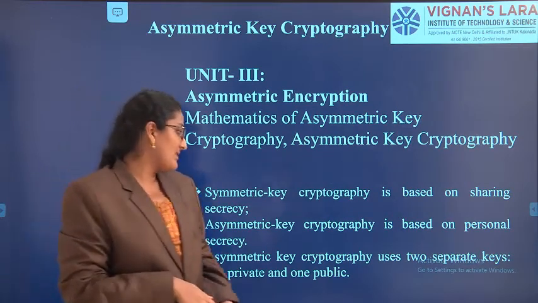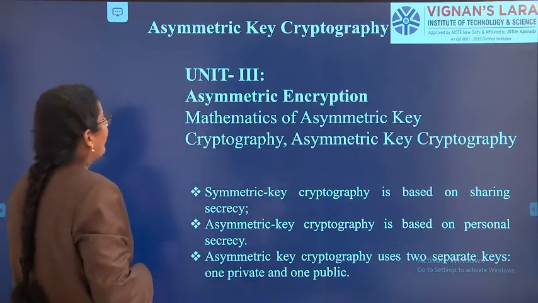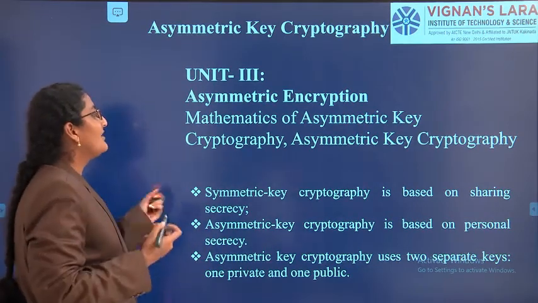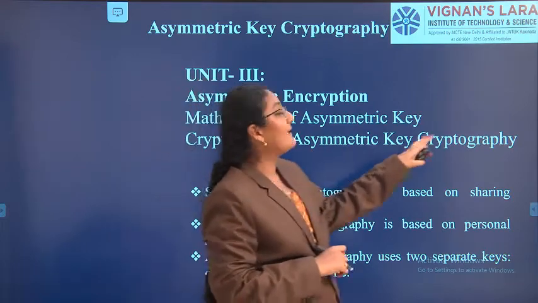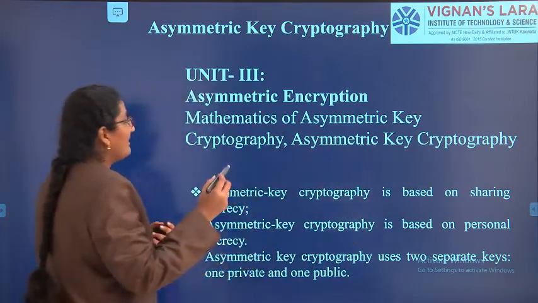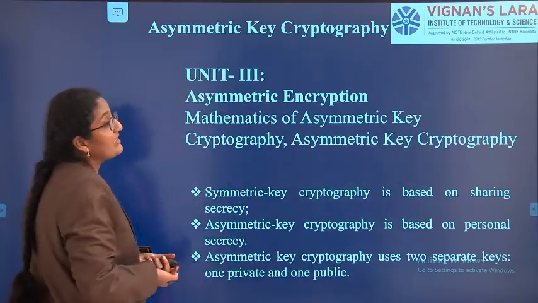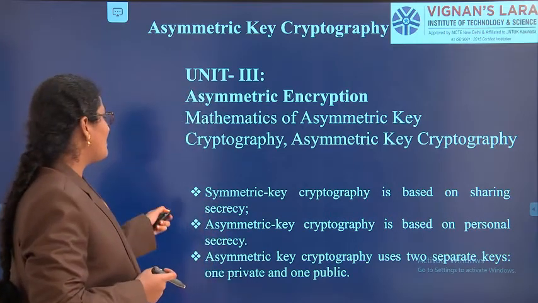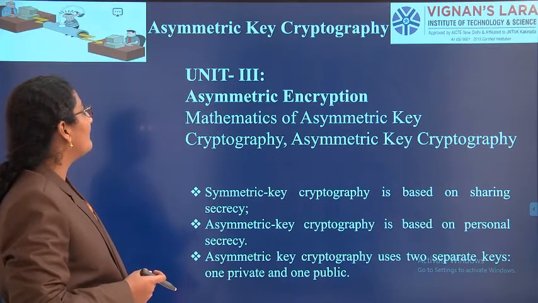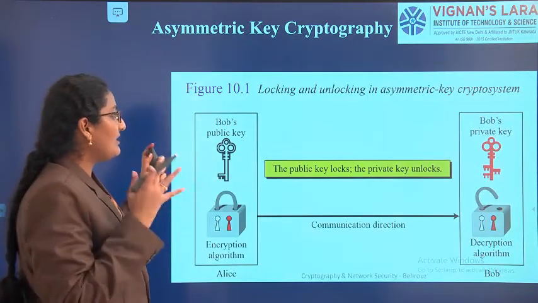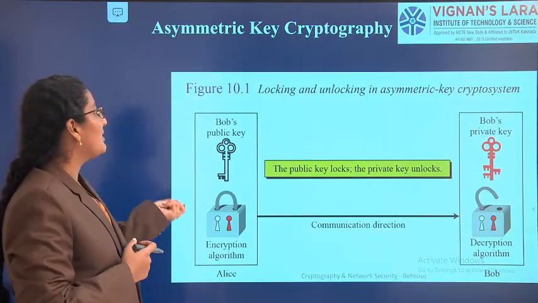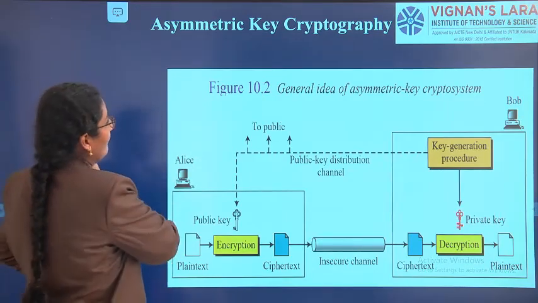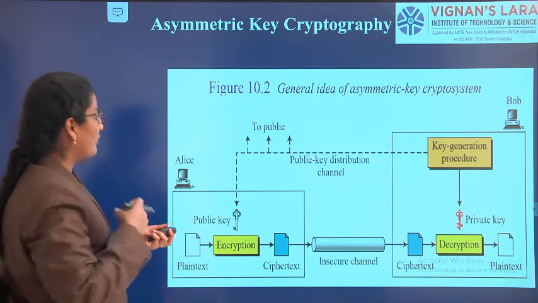So what we have discussed till now? We have started unit 3, and we have seen what is asymmetric encryption. We are discussing asymmetric key cryptography, which is nothing but the RSA algorithm. We have seen the difference between symmetric and asymmetric cryptography, what keys we are using in asymmetric encryption, and how the public key and private key are generated and distributed.